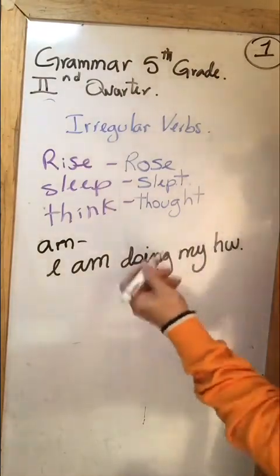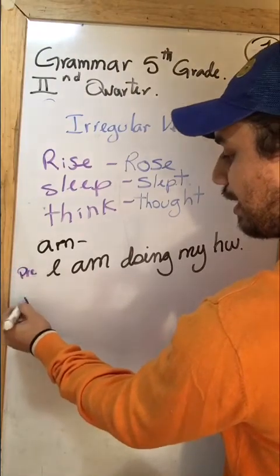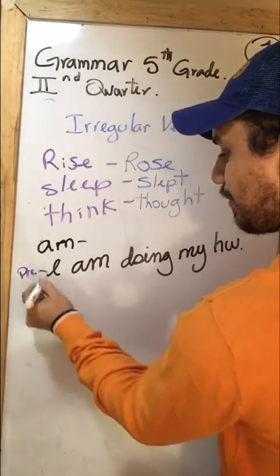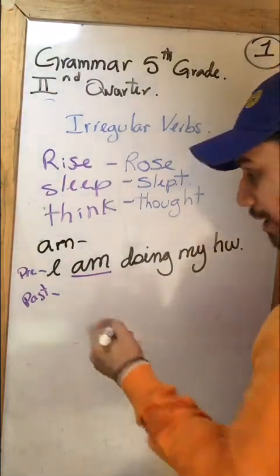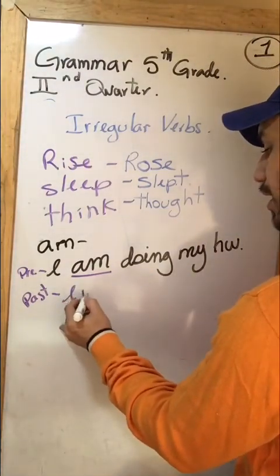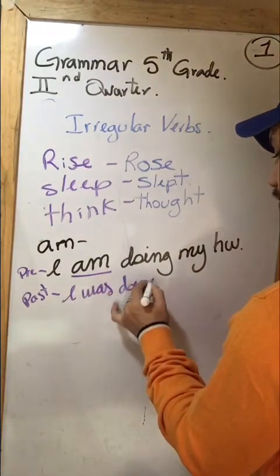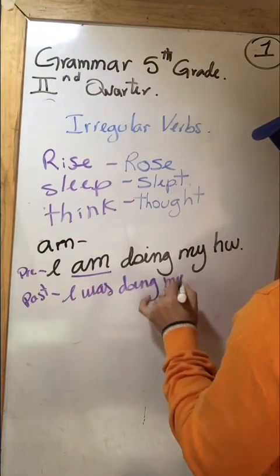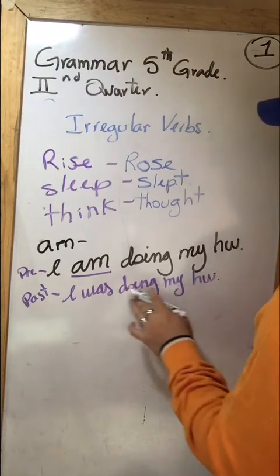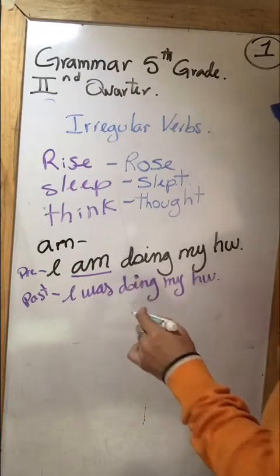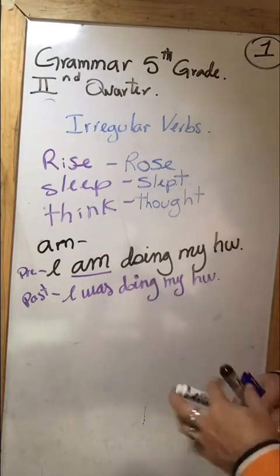Now, what would be the past form? Because this is the present, and now I want the past. What is the past form of am? Was. So you write, I was doing my homework. I'm not quite sure if you say doing. I think that you would say making my homework. Not quite sure. But this is the example that we are going to use today.